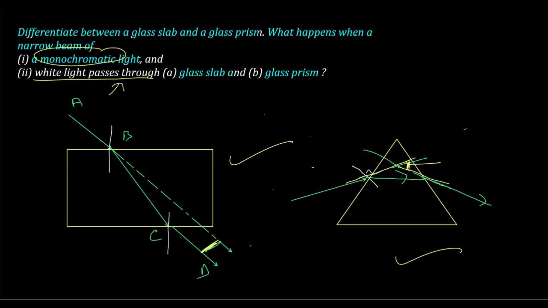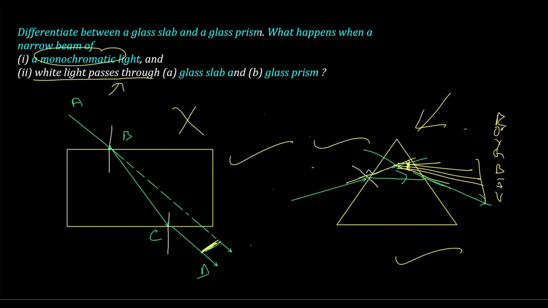Now it's white light. As you know, in case of white light, there will be splitting of white light into its component colors. That's called dispersion. The spectrum will be formed, VIBGYOR, right? So in case of a glass prism, there will be dispersion, and no dispersion will take place in case of a glass slab. Well, we are talking about the second part here for white light. For monochromatic light, that's the difference which I said.